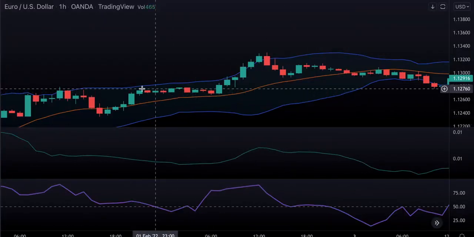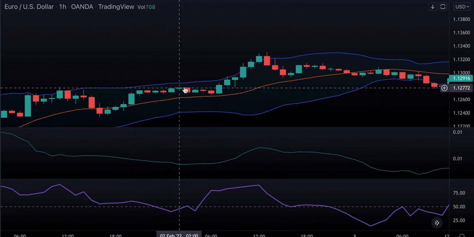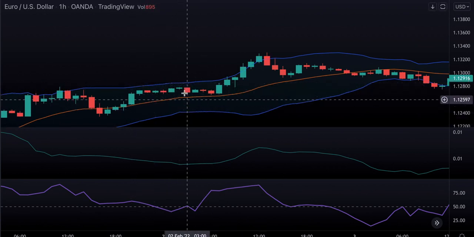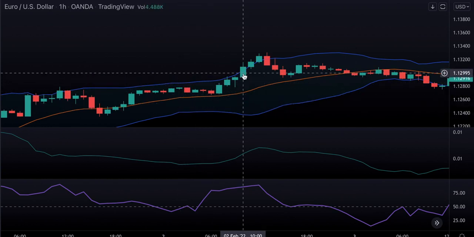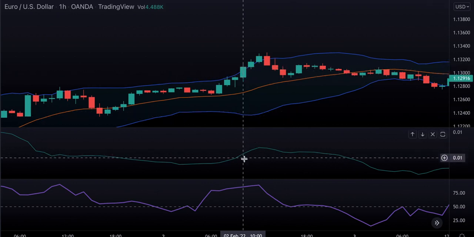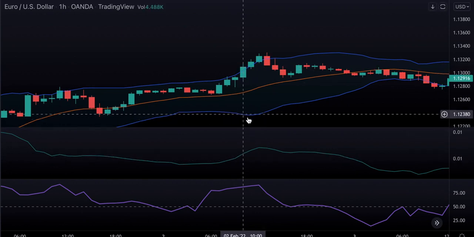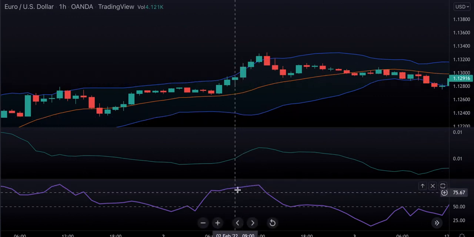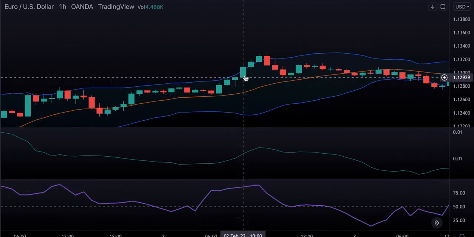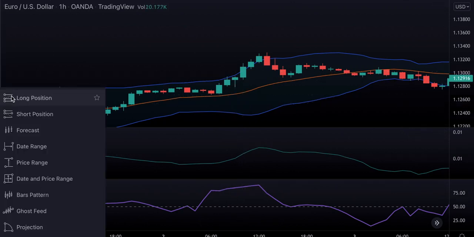So we see the market was ranging, it was moving sideways. Also these Bollinger Bands were really close to each other. So on this candlestick right here we had a breakout. So the price crossed and closed above the Bollinger Bands. Also we see the line is pointing upwards. This means that these bands are increasing in width, and we have our Money Flow Index sitting above 50. So this would be a valid signal for us to take a long position.